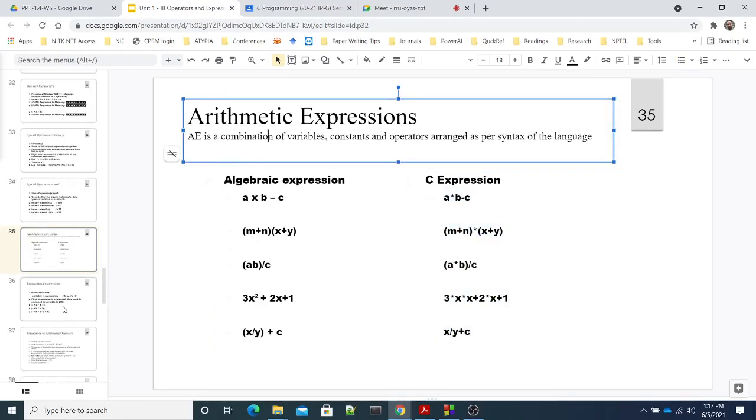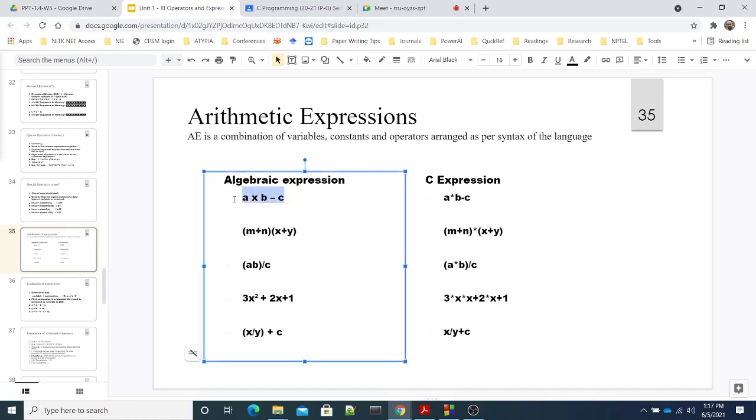So those are examples of arithmetic expressions. Now from that we go to the evaluation of arithmetic expressions. Somewhat similar to mathematics. We know that if we have a statement like this, first a into b is going to take place.